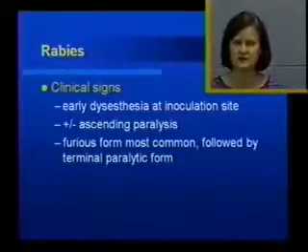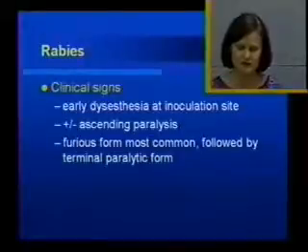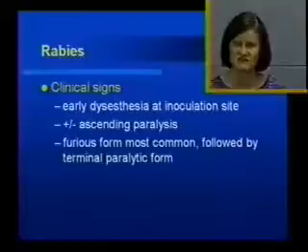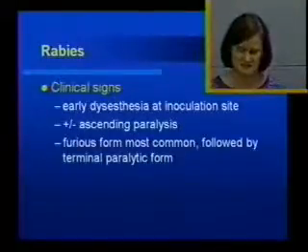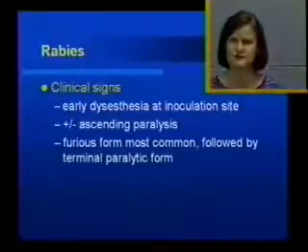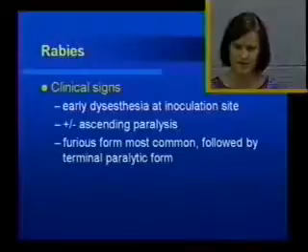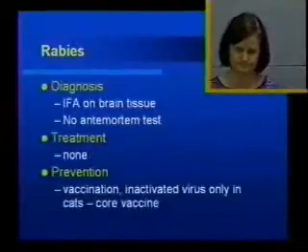Clinical signs typically are the furious form in cats. Early on, they will have a dysesthesia or strange sensation at the site of the bite. They may or may not get an ascending paralysis from the site of the bite, and most cats will become extremely aggressive, followed terminally by a paralytic form.